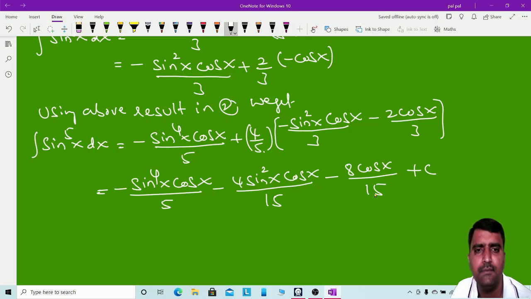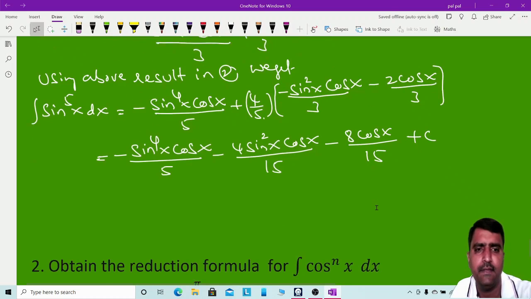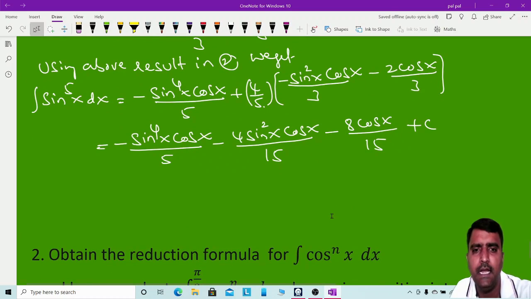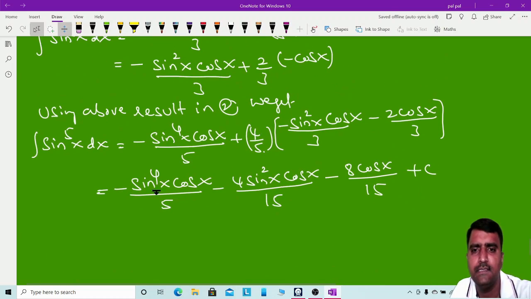Of course all become negative, minus there. So the next step it is plus, after that all are getting negative sign. Okay. And one more result.